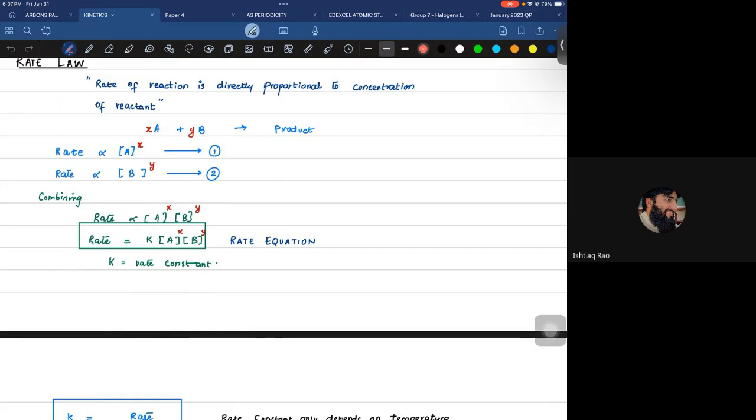Basically, rate is directly proportional to the concentration of reactants. If you increase the concentration of reactants, obviously the rate of reaction is going to increase. So rate increases by increasing the concentration of reactant. They are directly proportional to each other. And obviously, if you decrease the concentration of reactant, the rate of reaction is going to decrease. As you can see, this is k, the rate constant.